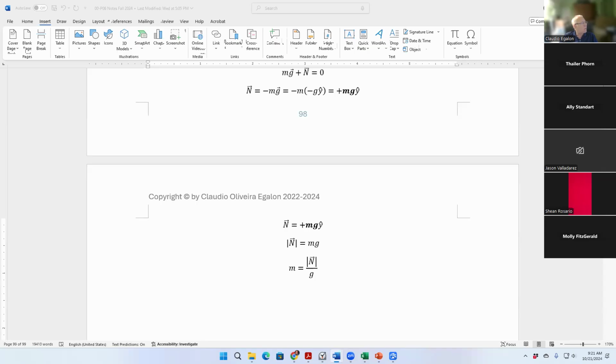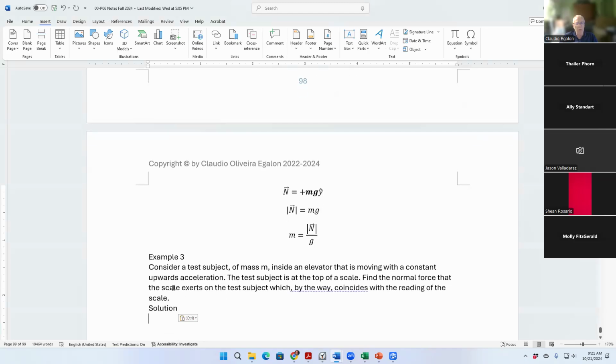Okay, things become a little bit tricky whenever the elevator is accelerated either upwards or downwards. Consider a test subject of mass m inside an elevator that's moving with a constant upward acceleration. The test subject is at the top of the scale. Find the normal force that the scale exerts on the test subject, which, by the way, coincides with the reading of the scale. And that's something we have all felt.